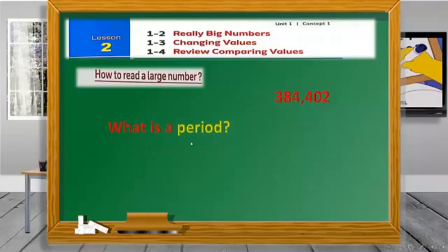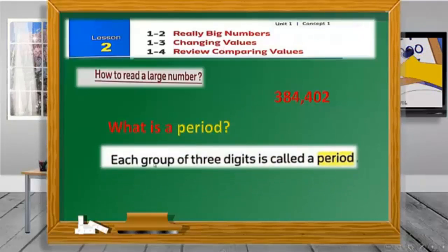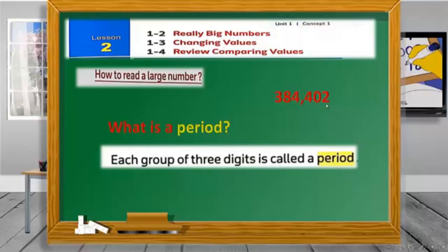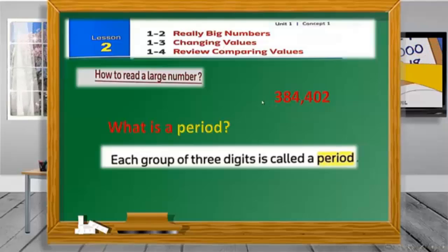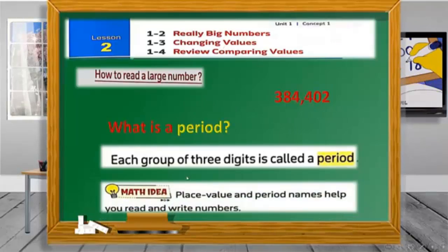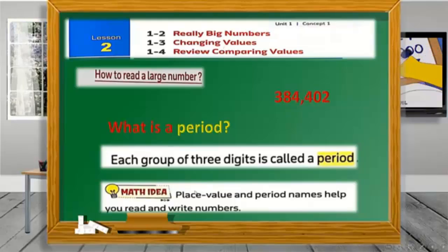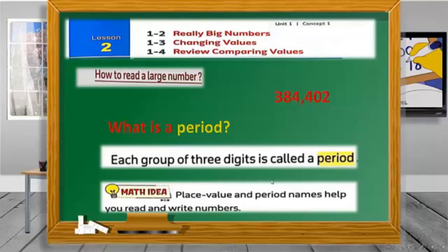So what is a period? A period, or each group of 3 digits, is called a period. If you count 3 digits, you should put a comma because this is a period. After that, count 3 digits, put a comma. Count 3 digits, put a comma, and so on if you have a large number or big number. So if you want to read well or if you want to write any number well, you should know place value and the period names. Period names help you read and write any number.